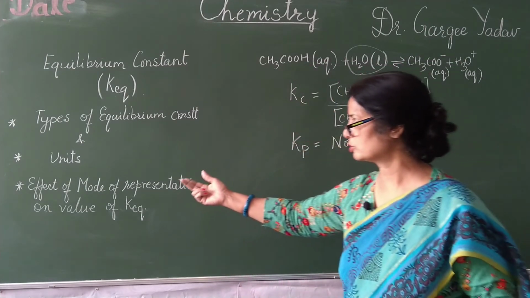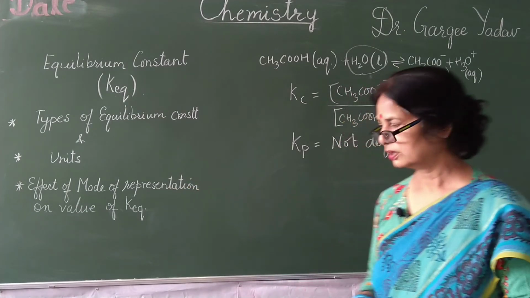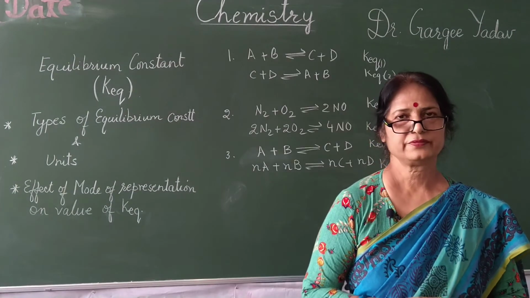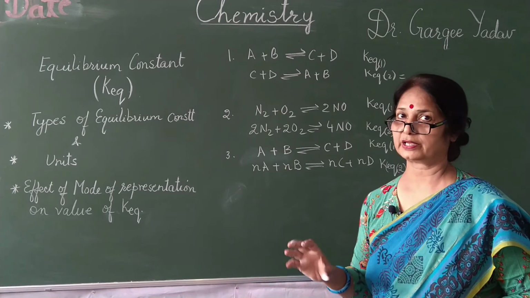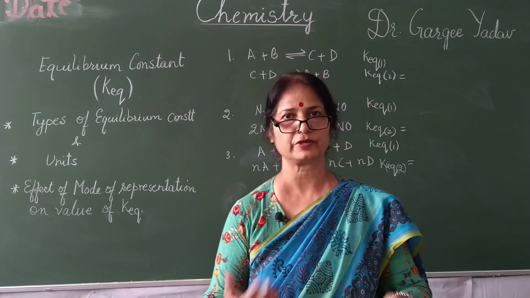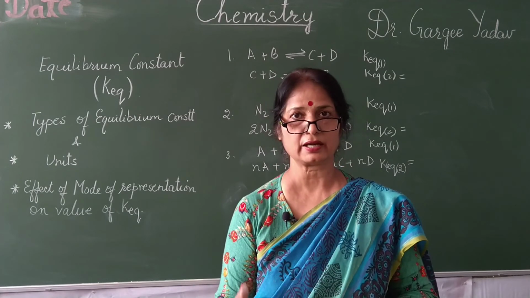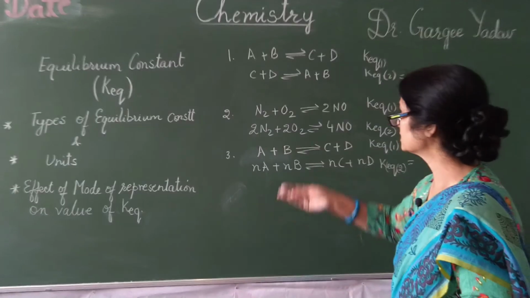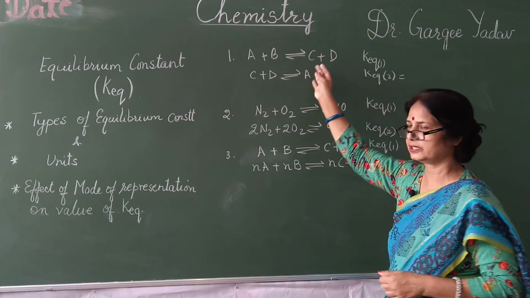So we come to these three conclusions. Now let's come to the effect of the mode of representation on the value of Kc, that is, how the value of the equilibrium constant will change if we reverse the reaction, or if we add two reactions. Now let's consider a simple reaction, A plus B forming C plus D, a reversible reaction.